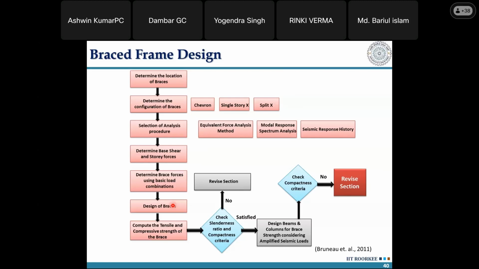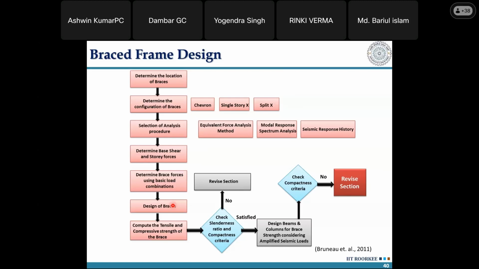So you'll use basic seismic load combinations to design the deformation controlled element, that is the brace. Once the brace cross section is obtained, you will use the compactness criteria and slenderness criteria to check if the brace section is enough or not. Once that is done, the brace section sizes are frozen. It will not change later.